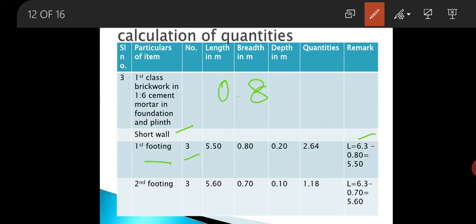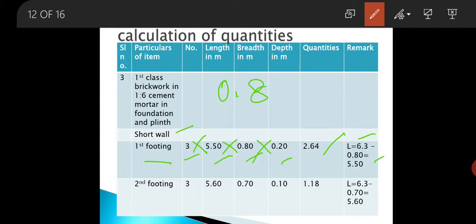Now we are doing the calculation of first footing, so the width of first footing will be 0.8. That much will be subtracted from the center line length in order to get the length of the short wall. So, the length is becoming 5.5. What is the width? Width is equal to 0.8, depth is 0.2. Then by multiplying these parameters, we will get the quantity as 2.64 cubic meter.